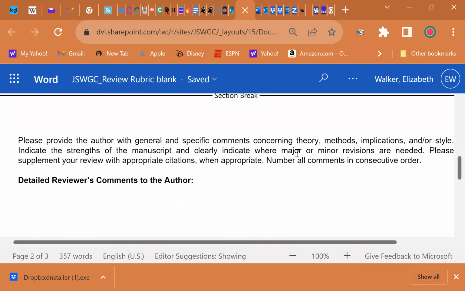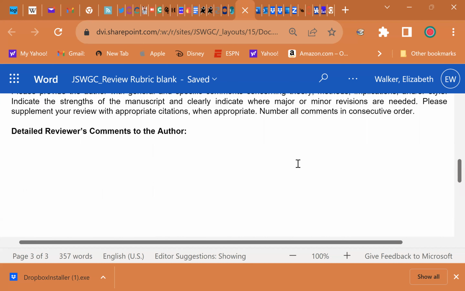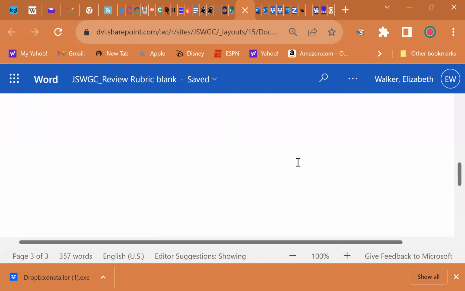And then general and specific comments about any of these things: theory, methods, implications, and or style. Indicate the strengths of the manuscript, which is always lovely to get if you're the author, and then clearly indicate where revisions are needed. Supplement your review with citations when appropriate, and number the comments in consecutive order. So here's a nice space for your comments. And then there you go.